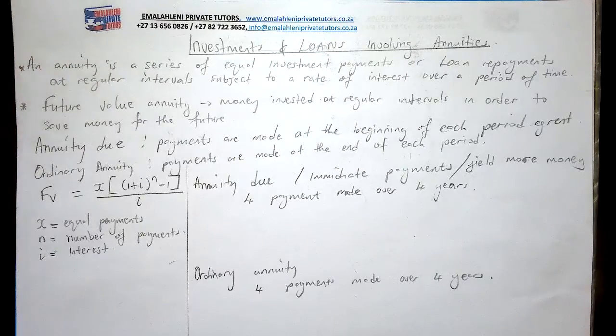Let's say you borrowed money, and now when you borrow money, you need to repay the loan. And how do you pay the loan? You are paying in equal installments. Now, when you pay equal installments, those installments are called annuities.